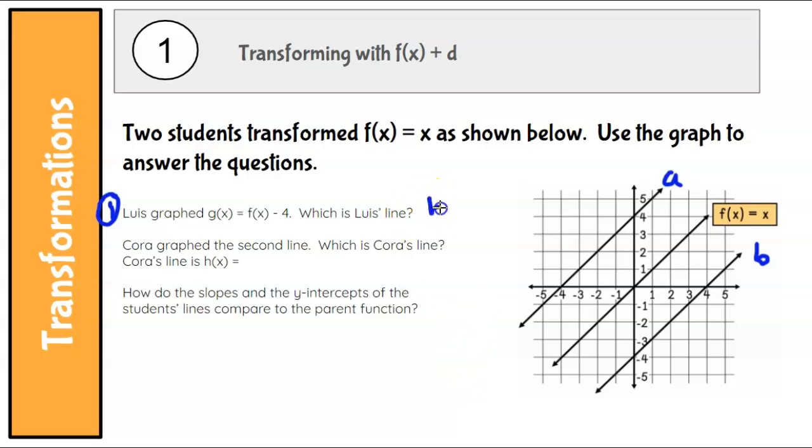If you said B, you are correct. This is going to move the f of x down 4. 1, 2, 3, 4. There it is.